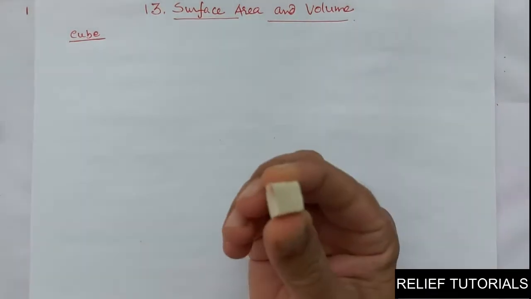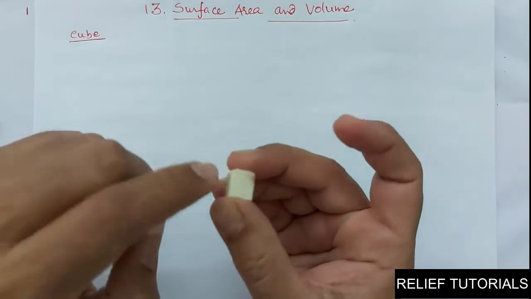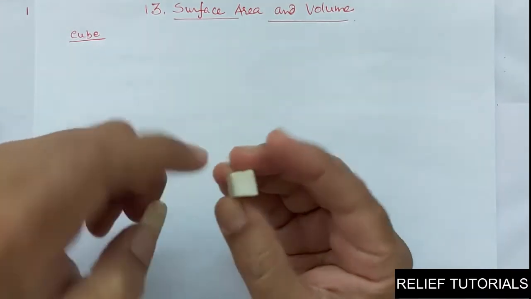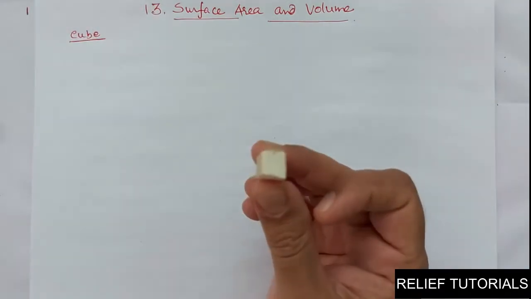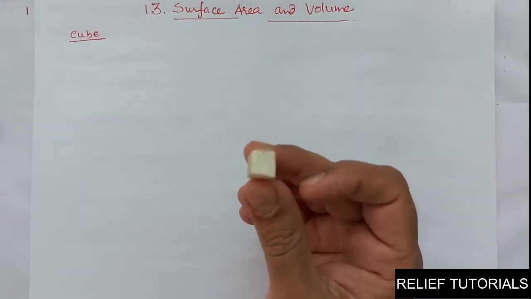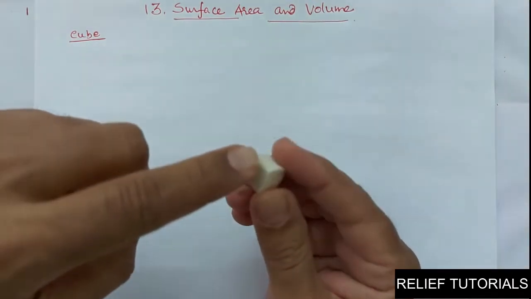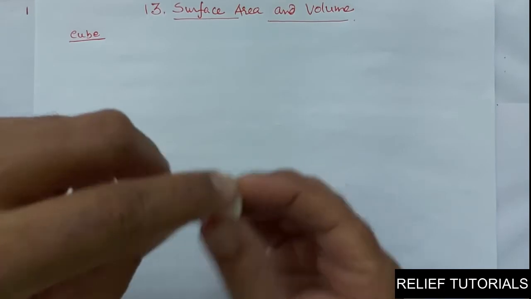So this cube has 6 faces. 1, 2, this 3 and this 4. This is 5 top and this bottom, that is 6 faces. And the 6 faces are square. They are congruent faces. All the squares have equal length. Here we have only one dimension, that is length. Clear?